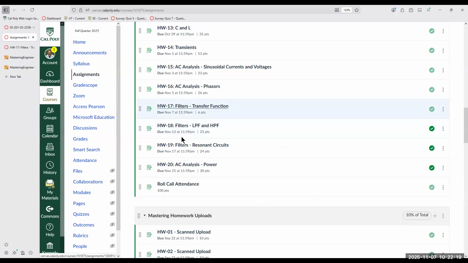So filters will be due November 9th, 18 on the 14th, which is next Friday. And resonant circuits, a couple of days after that, which is the 19th. And then finally power, I'll make due on the 23rd. So not quite before Thanksgiving break, but on the Sunday. That way there's plenty of time for everybody. So 17, 18, 19, and 20, I will push back by 2 days, respectively, all of them.